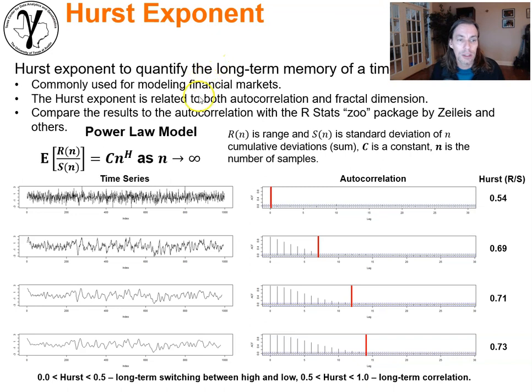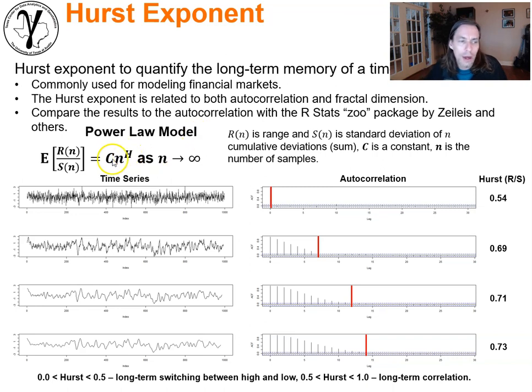The Hurst exponent is related to both autocorrelation and fractal dimension. And in order to do the calculations in this demonstration, I used a really nice R package called zoo, which was really powerful for getting this done, had great visualizations, really nice tools. Okay, I like R too. I use Python, but I also like R.